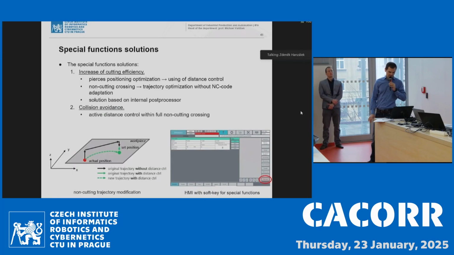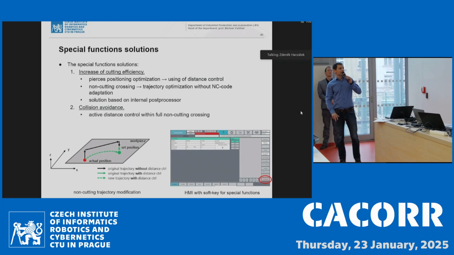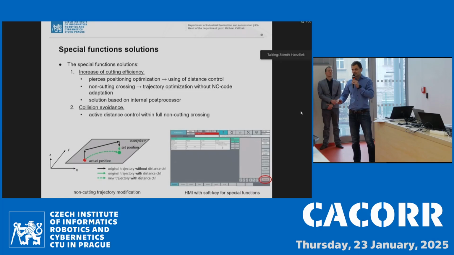Okay, and how does it work? So, about the increase of cutting efficiency. The efficiency is based on three points. First is pierce positioning optimization. Pierce means the initial phase of cutting. You need to position the laser at the initial position, start the laser, go through the cut workpiece, and then make the movement. And we use distance control within this moment.